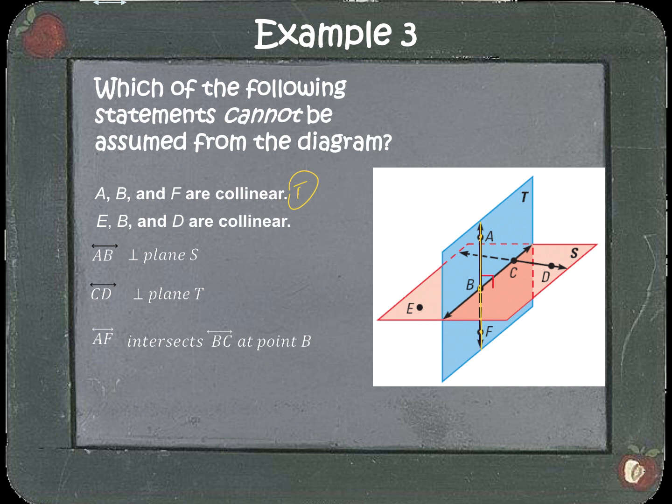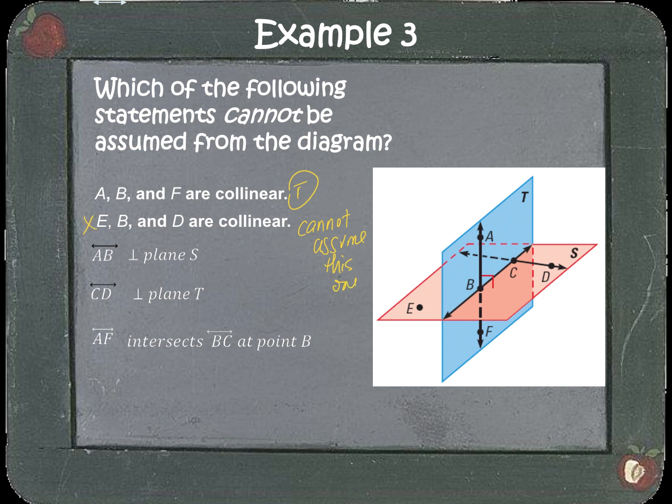Now the next one says E, B, D are collinear. While E, B, and D appear to be on a straight line, notice no line was drawn through them. Therefore, I cannot assume that they're on a straight line. I know that any 2 points are in a line. So I know E and B are collinear, B and D are collinear, and E and D are collinear. But what I don't know is that those 3 points are in a line. So I cannot assume this one.